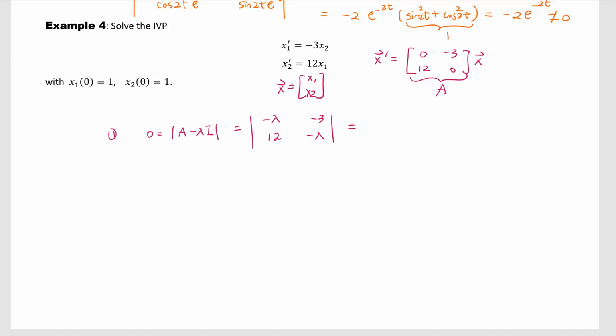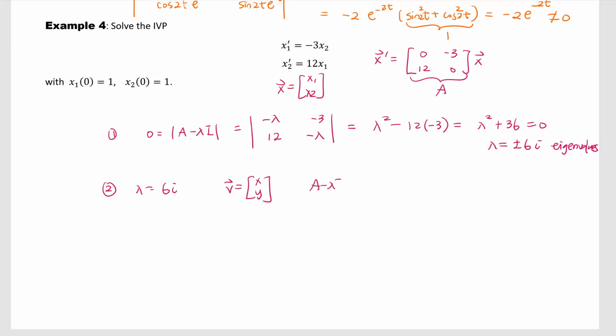Well, cross multiply, minus lambda times minus lambda is lambda squared, minus 12 times negative 3. Wow, that is lambda squared plus 36. When we solve for lambda, we get lambda equals plus or minus 6i. So these are the eigenvalues. So far, so good, everybody? And let lambda be 6i. So what's V?